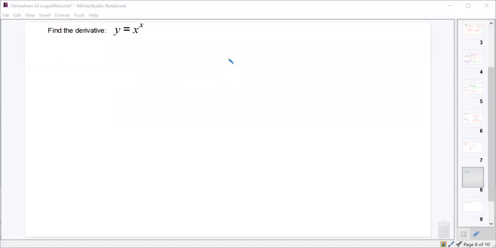We just use power rule and just represent it differently. Unfortunately, we cannot use the power rule. The power rule is only good for a variable being raised to a real number value. And since we have a variable raised to a variable, we cannot use the power rule.